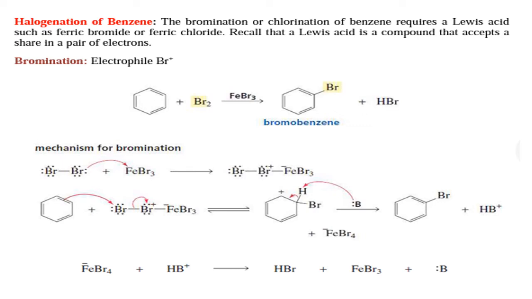Then in the next step, the pi electrons of the aromatic carbon-carbon bond act as a nucleophile, attacking the electrophile bromine and displacing iron tetrabromide. This step destroys the aromaticity, giving the cyclohexadienyl cation intermediate. Then removal of the proton from the carbon bearing the bromo group restores the carbon-carbon double bond and the aromatic system, regenerating HBr and the active catalyst.